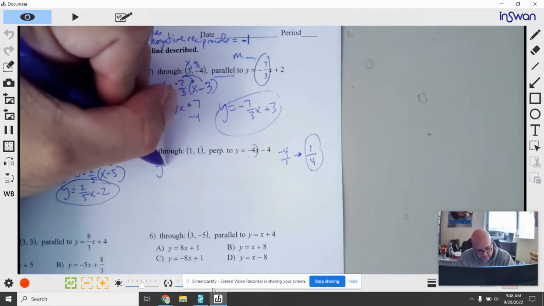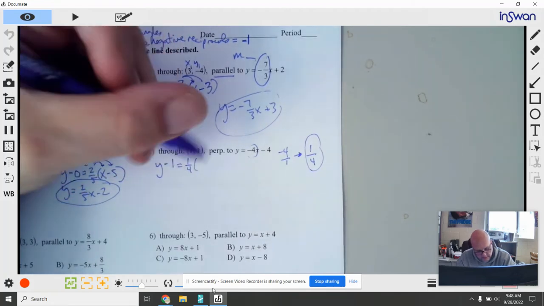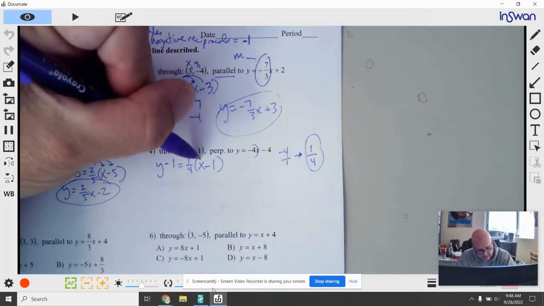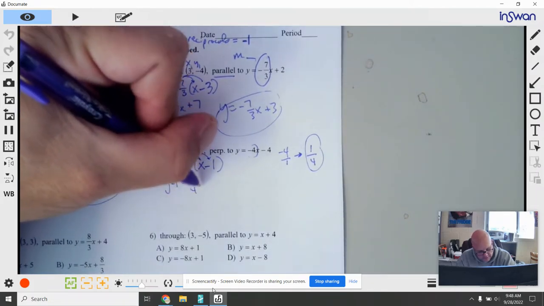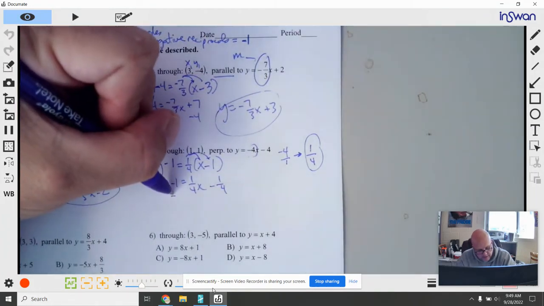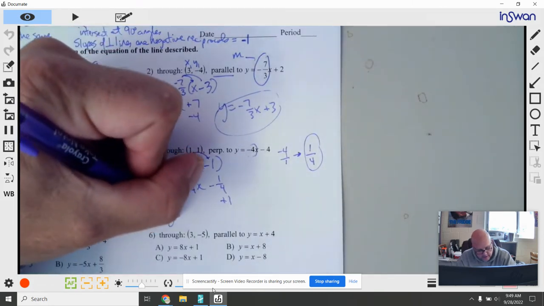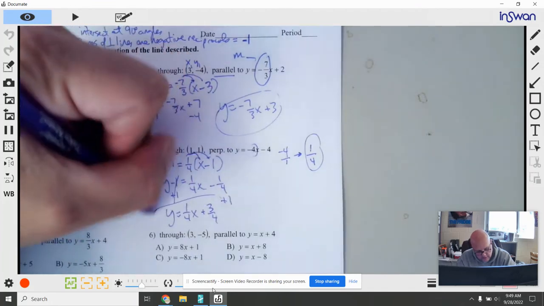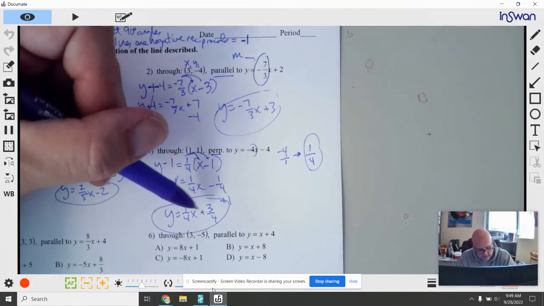Okay, set up point slope form. Y minus 1 equals 1/4 times the quantity x minus 1. Okay, distribute. So y minus 1 equals 1/4 x minus 1/4. And then if I add 1 to both sides, that would cancel. You get y is equal to 1/4 x plus 3/4. So again, this line is going to be perpendicular to this one, and it's going to go through this point.